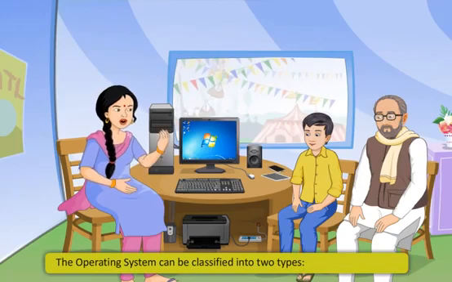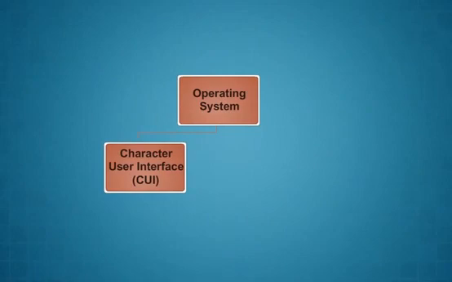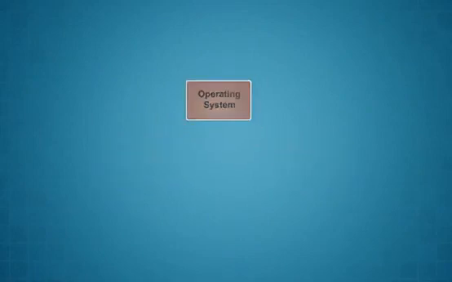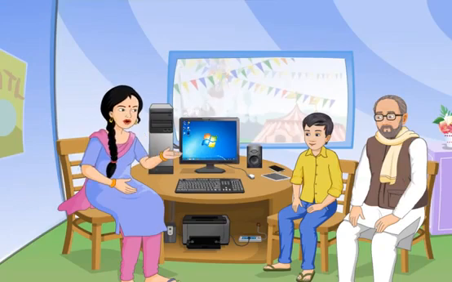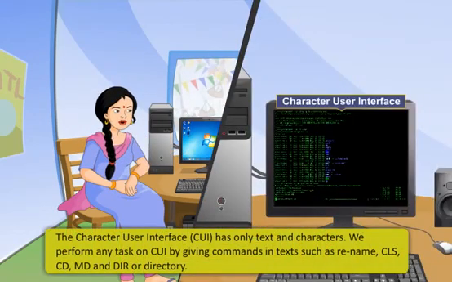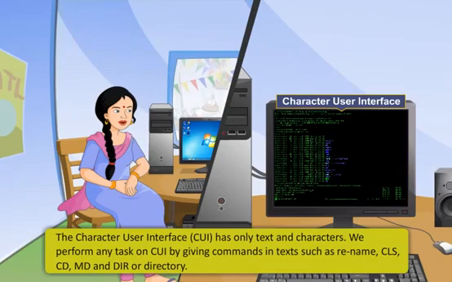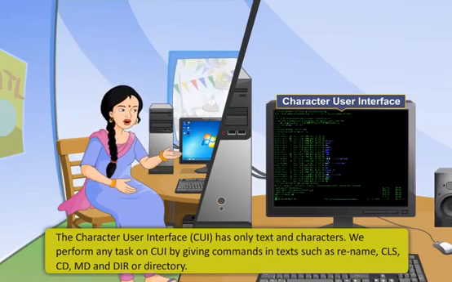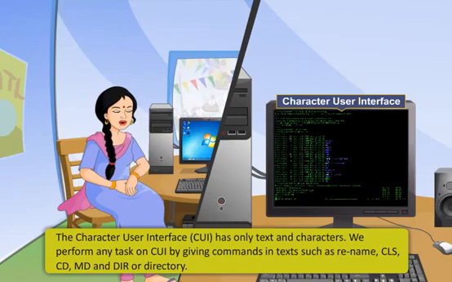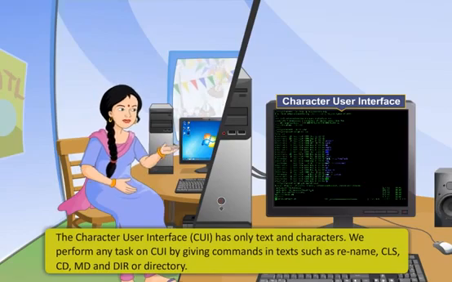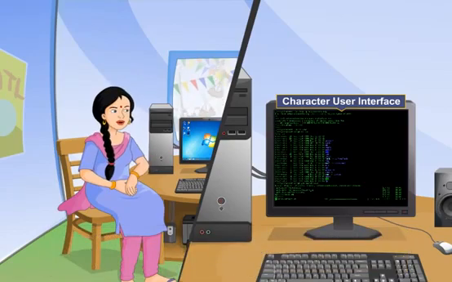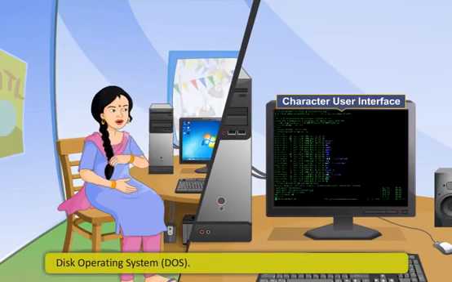The operating system can be classified into two types: character user interface and graphical user interface. Let us discuss them one by one. A character user interface does not have any icons or images. It works using only text and characters. We can perform tasks on CUI by giving commands in text such as rename, CLS, CD, MD and dir or directory. An example of CUI is the disk operating system.